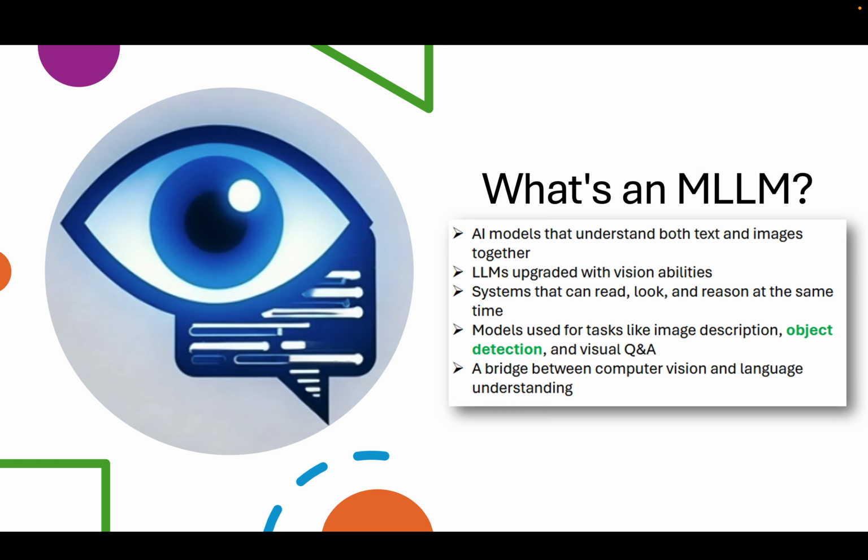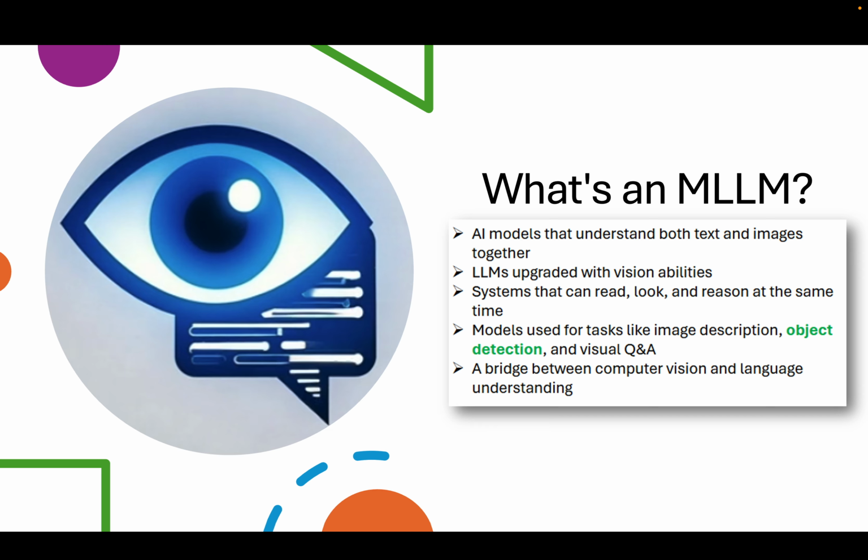Before I get started, it would be better if we talk about what exactly an MLLM is. As we know, it stands for Multimodal Large Language Model, and the key idea is pretty simple. Instead of only understanding text like a normal LLM does, these models can understand both text and images together. You can think of it as an LLM that grows a pair of eyes, basically an advanced version of the LLM. They can read, they can look, and they can reason about both at the same time.